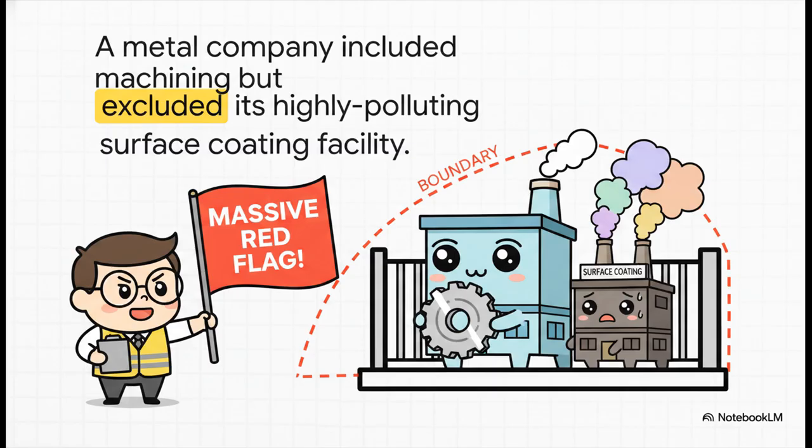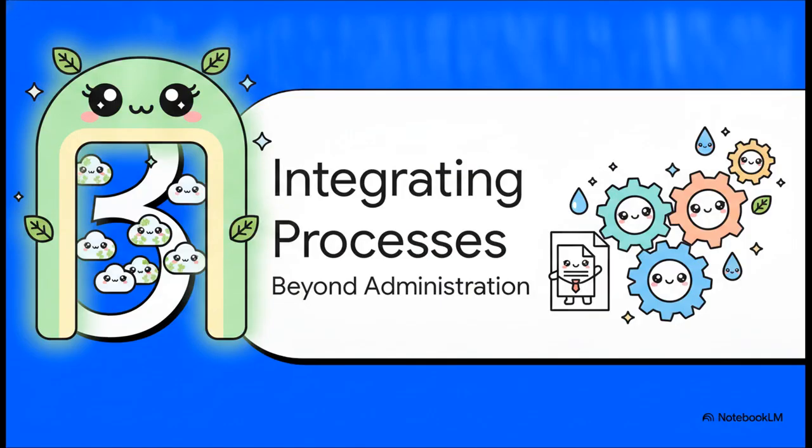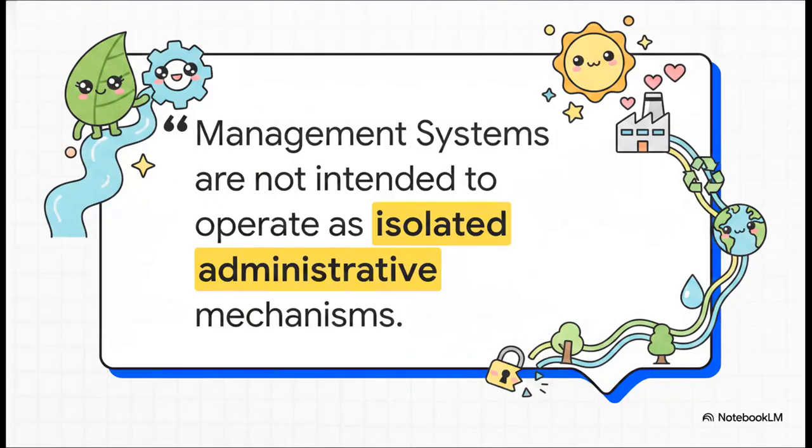No way you can hide that. Okay, on to part 3, integrating the business processes. Once those glowing boundaries are verified, we actually have to step inside them. We have to make sure the system isn't just some empty shell.